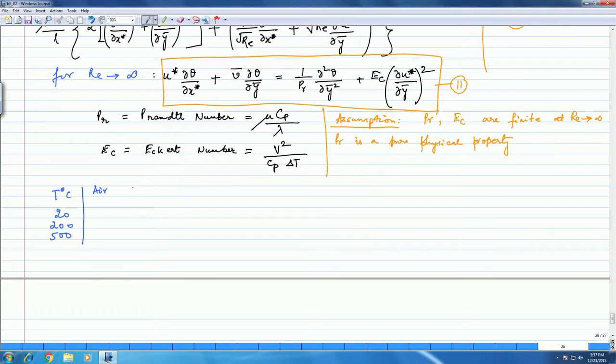This is for air, and the Prandtl number for 20, for example, is 0.717, at 200 is 0.702, and for 500 is 0.696, which is interesting, right. If you look at that, with increase in temperature, the Prandtl number decreases, from what I can see from here.